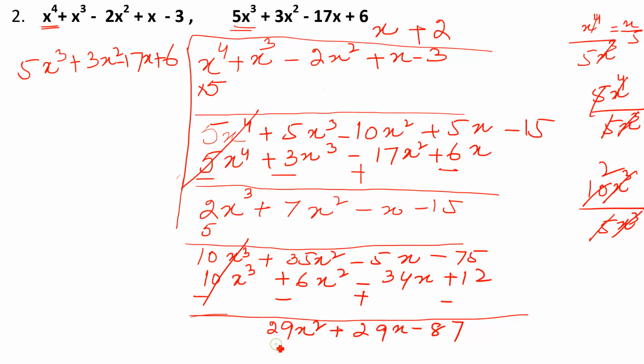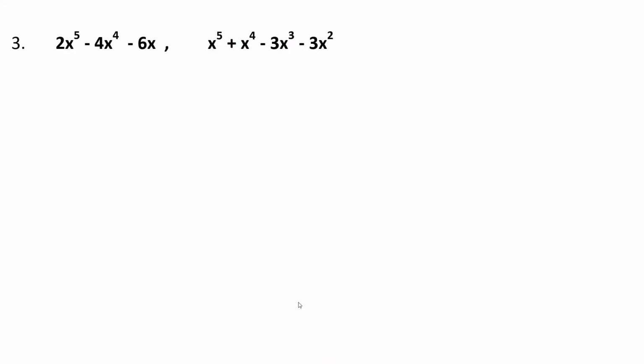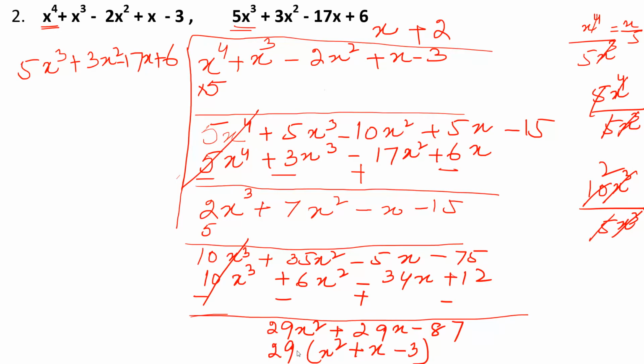But here you have to see whether we can take anything common or not. Yes, we can take 29. So x square plus x minus 3, this one. We will write that down by ignoring 29; you have to solve this question after this. I do not have room, so I am going to write it down here. So x square plus x minus 3 will be your divisor. And now what is the dividend? This will be the dividend, 5x cube plus 3x square minus 17x plus 6.